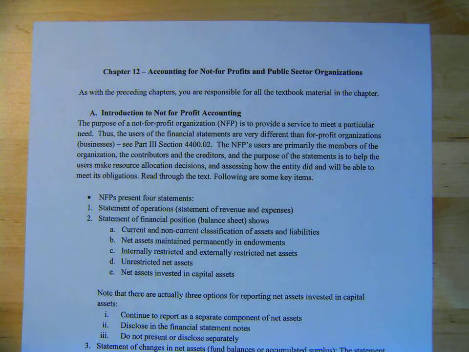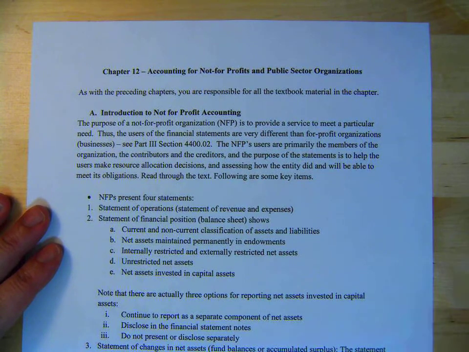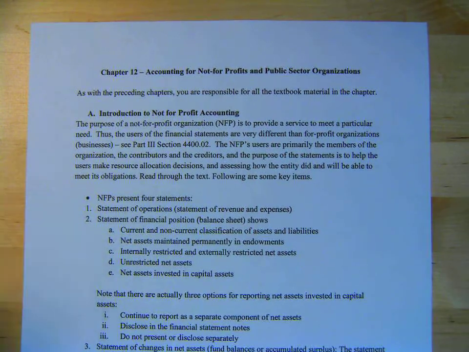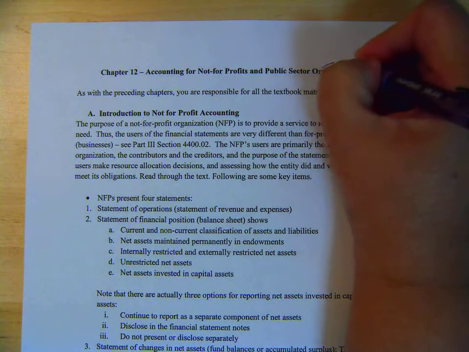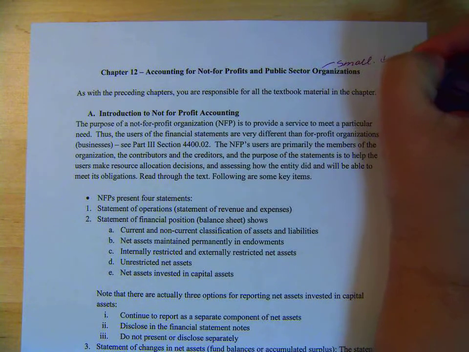So chapter 12, as you know, because you've all read through the notes, is accounting for not-for-profits and the public sector. We're going to do a very small discussion on this. You can read about it yourself.